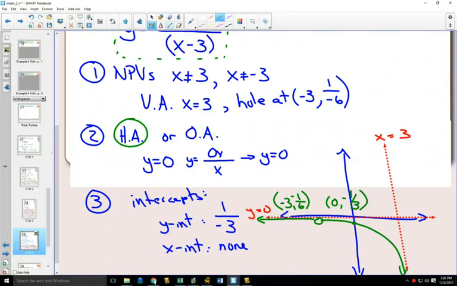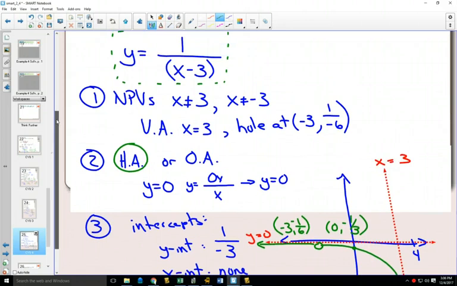We still need another point, so I'm going to plug in 4. If I plug in 4 into this equation, can you see that you would get 4 minus 3 would be 1? 1 over 1 is 1. So we'll have the point 4, 1. And then that's enough information in this section to say our graph looks like this.